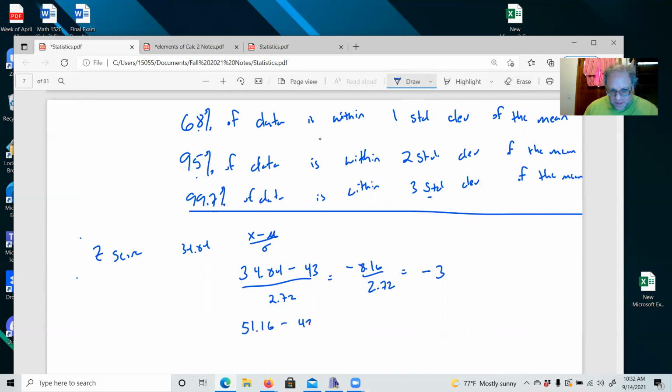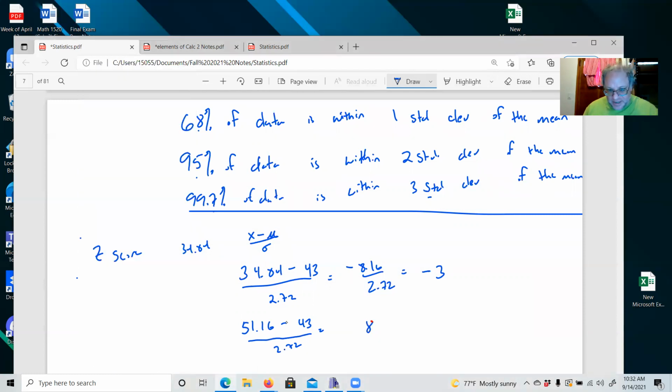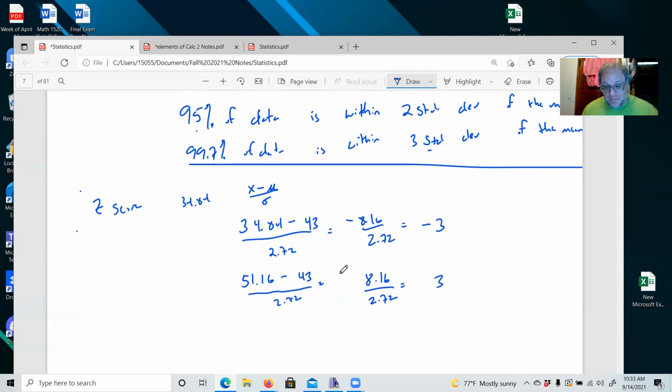5116 minus 43 divided by 2.72. And this is equal to 5116 minus 43 equals, how about that, 816? 272. My suspicions were correct. Just be careful and double check these. They're not always going to be like the positive and negative number.